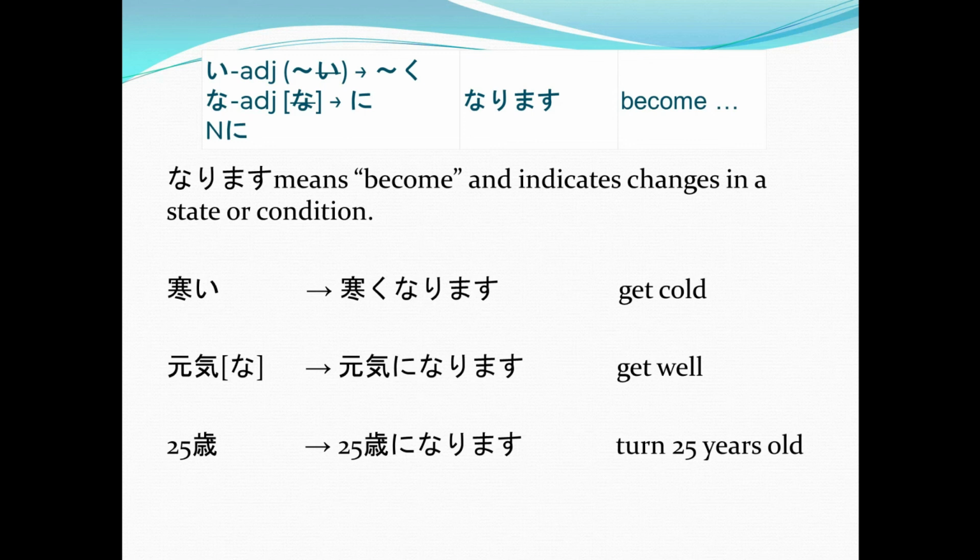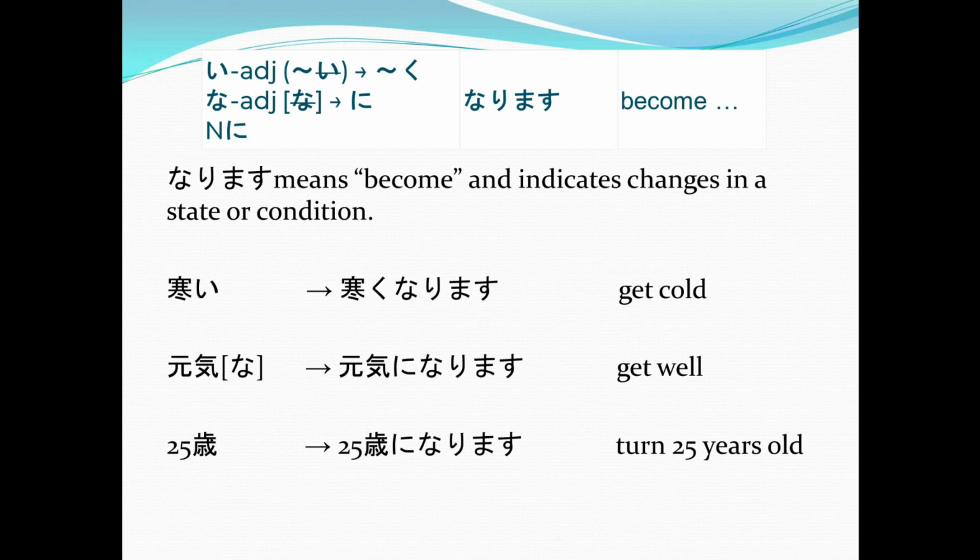Now, for na adjectives, the example that we have here is genki na. Again, genki na. So, for na adjectives, you just have to remove the na, change it into ni, then add narimasu. It will become genki ni narimasu, or to get well. Other examples, if you want to say someone will get famous, so we have yuumei na. Remove na, add ni, and narimasu. So we'll have yuumei ni narimasu, or to get famous.